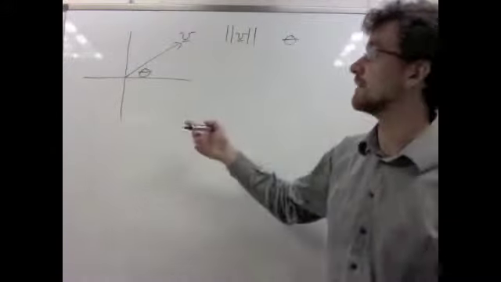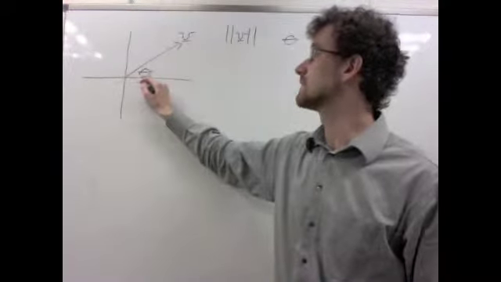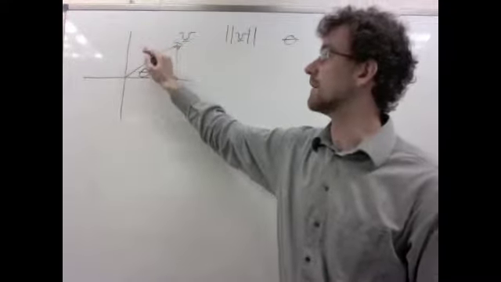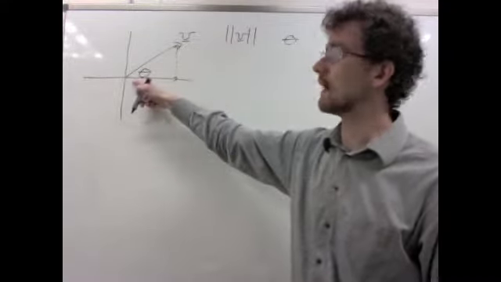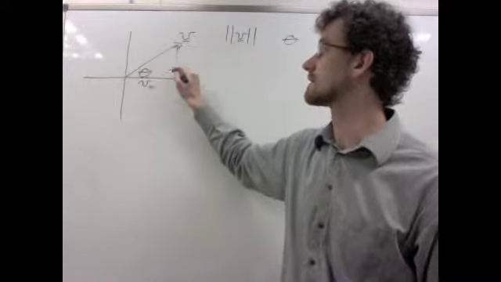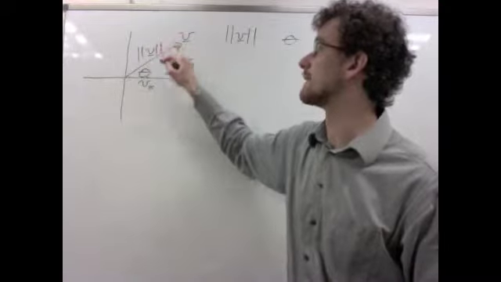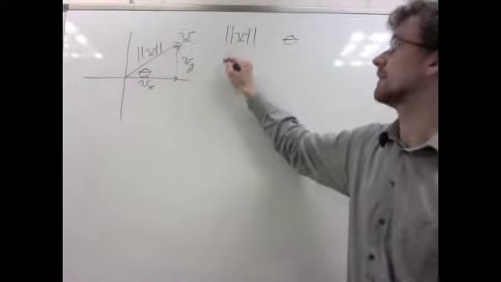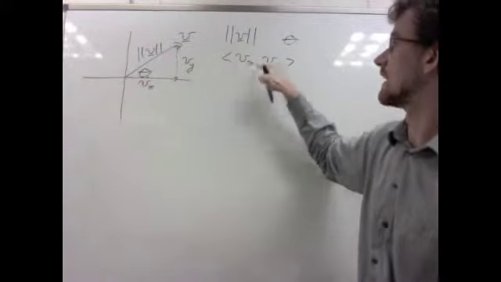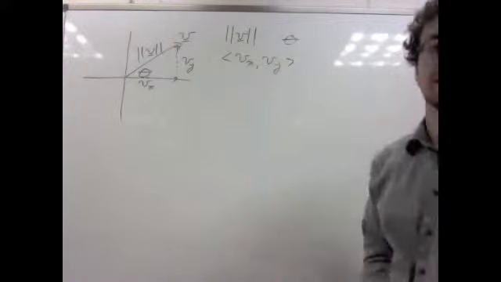The other way to define a vector is in terms of its components. To find the components of the vector, you're breaking it down into the x part of it and the y part of it. This is our x component, this is our y component, and then the hypotenuse is our magnitude. So the other way you can give a vector is as an ordered pair inside triangle brackets. So these are the two different ways a vector can be represented.